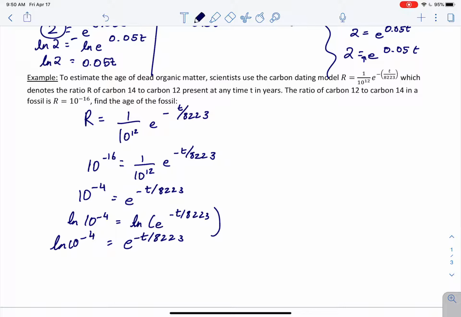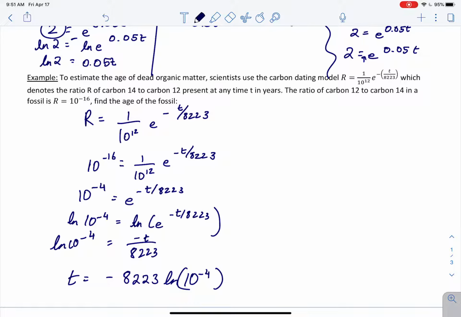Hopefully this stuff is stuff you remember from the previous section to solve equations. It's really not much new in that case. When we take the natural log, the e goes away. And so then to solve for t, it's going to be negative 8,223 times the natural log of 10 to the negative 4. So natural log of 10 to the negative 4 times 8223.